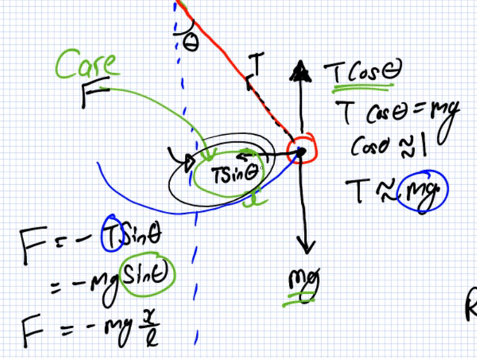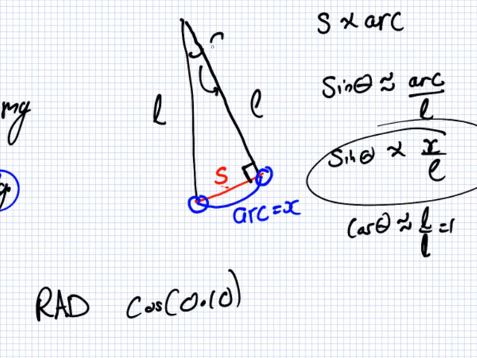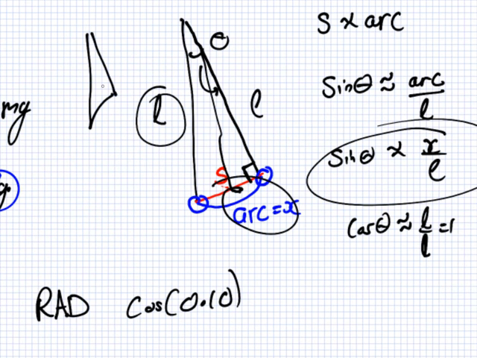Continue? Yeah? What's wrong? L. Yeah. Sine theta. Here's theta. Sine theta is x over L. It's a triangle. This is L and this is x. Sine theta is x over L.